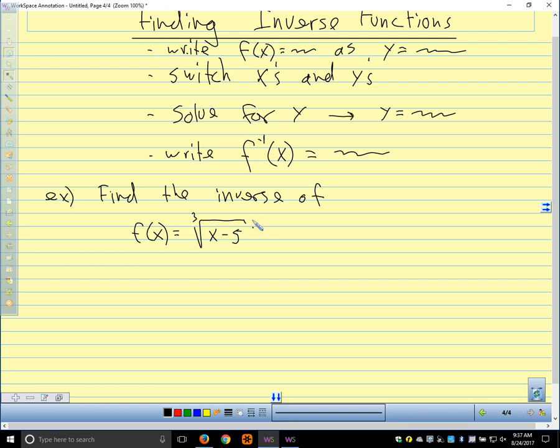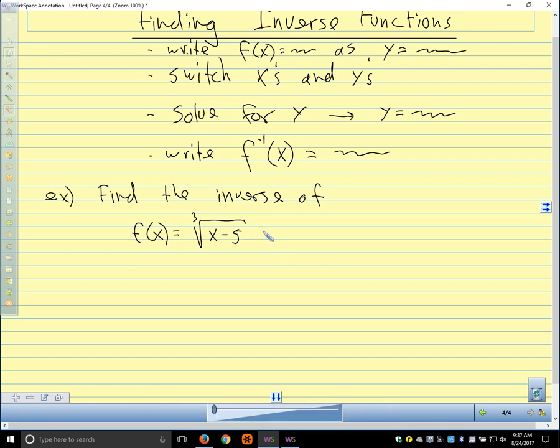x cubed. So let's think about how we'd solve an equation. To get rid of that cube, what would we do? Cube both sides, right? To get rid of that minus 5, what would we do? Add 5. So we might guess it's going to be x cubed plus 5.